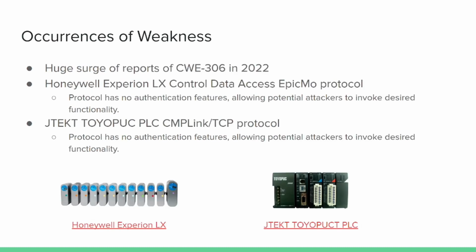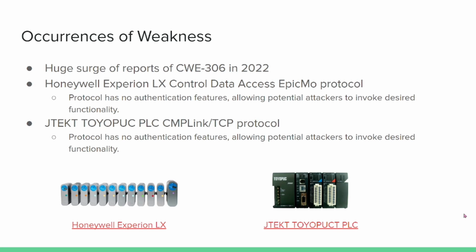So there's a huge surge of reports of CWE 306 in 2022, one of them being the Honeywell Experion LX Epic MO protocol. The protocol did not have any authentication features, allowing any attacker capable of communicating with the ports in question to invoke the desired functionality. The attacker was able to issue firmware download commands, potentially allowing for firmware manipulation and reboot, causing denial of service.